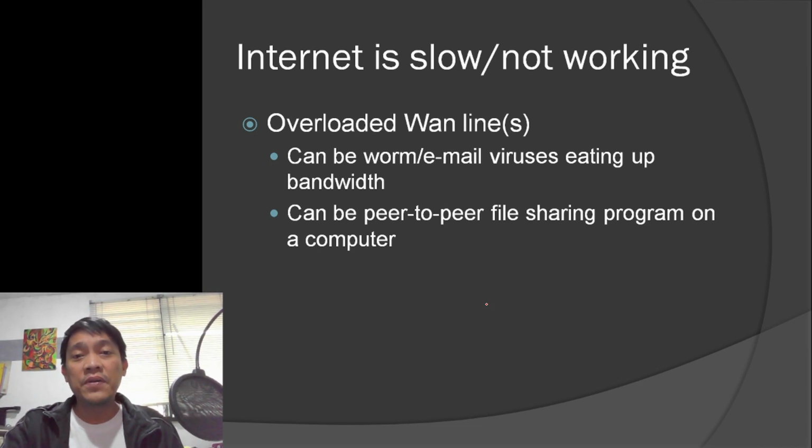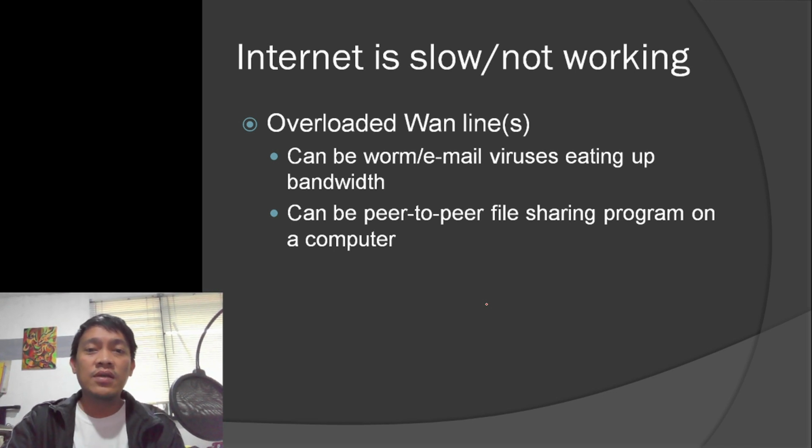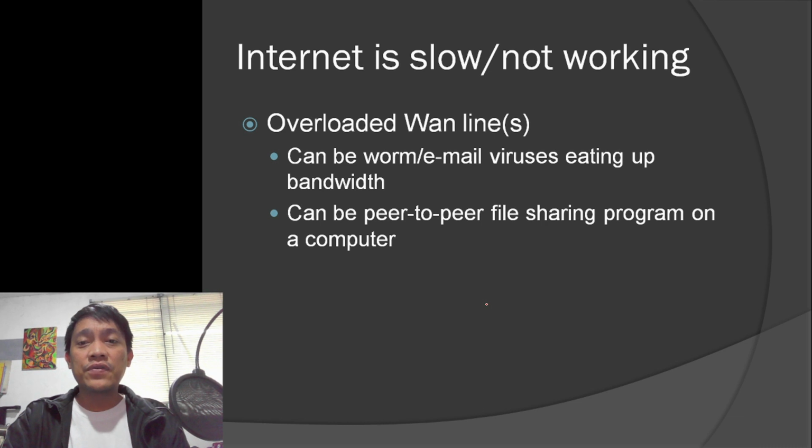Okay, it can be a peer-to-peer file sharing program on a computer. If you're familiar with torrent applications, basically they consume a lot of bandwidth because of continuous upload and download connectivities. So you have to consider blocking them if this is in an organization, a company, or an office, and you consider office productivity and resource productivity. So you have to consider disabling or blocking torrent programs or peer-to-peer file sharing programs.